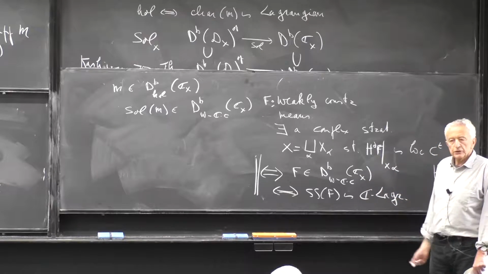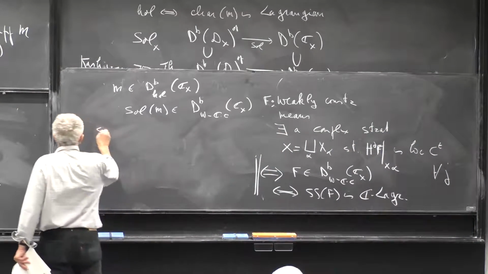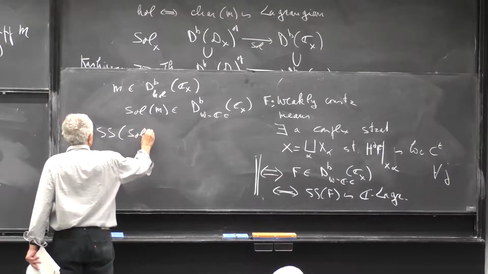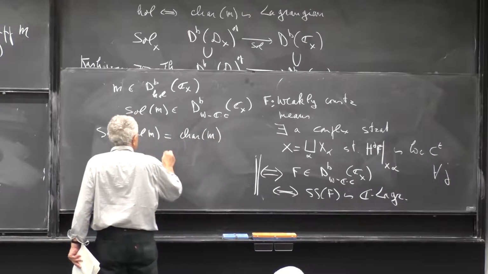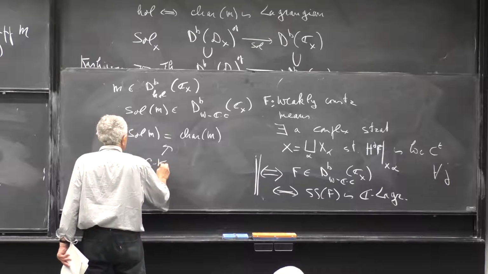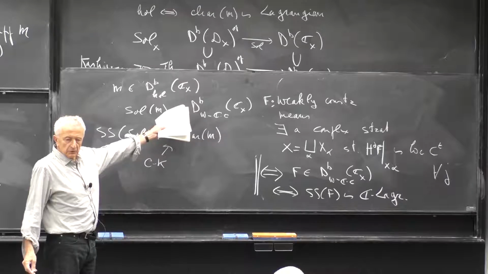So it's purely topological. Okay? Since we know that the microsupport of Sol of M is the characteristic variety of M, and this is by the Cauchy-Kovalevskaya theorem, more or less, then this is Lagrangian, so the weak constructibility is obvious.